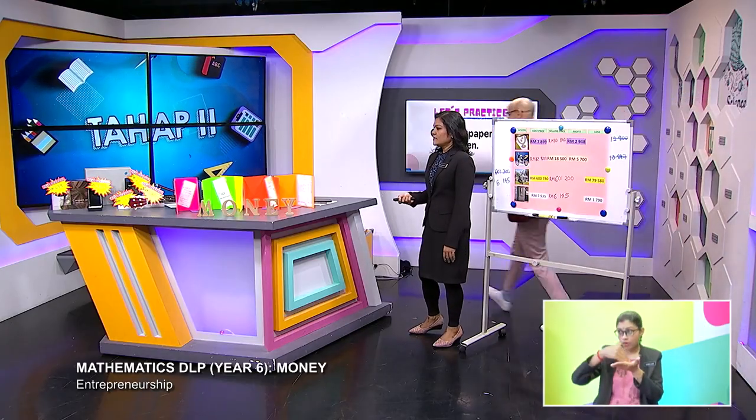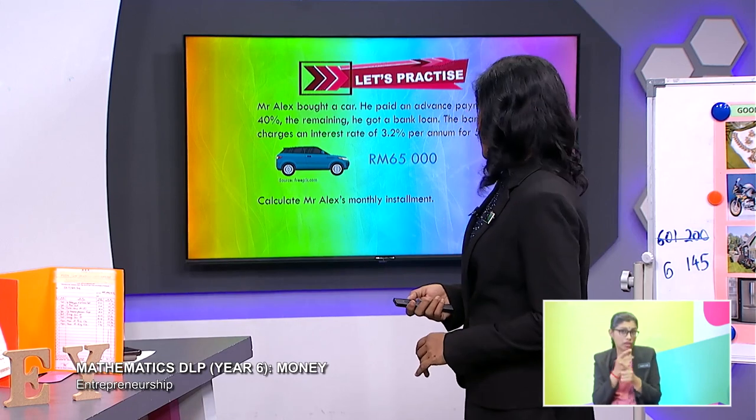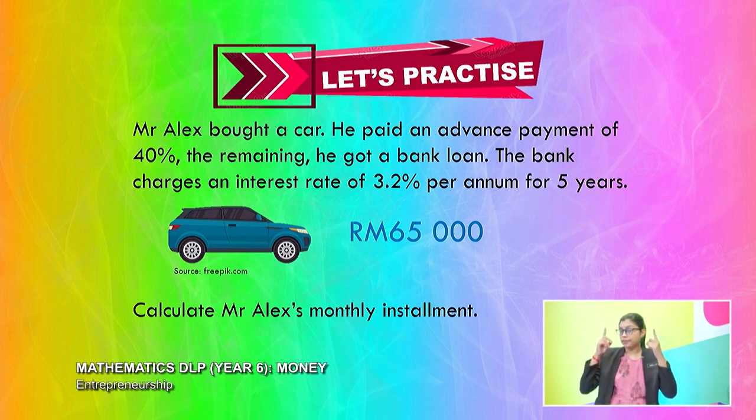Okay. So for further activities, after you learn all the terms, we are going to apply it in our daily life. So look at some example here. Mr. Alex bought a car. He paid an advance payment of 40% for that car, and for the remaining he got a bank loan. This is what usually people do to get a car. The bank charges an interest rate of 3.2%. There is an interest charge because the bank gives you the balance cash. And the charges are for 5 years. Now, the price for the car is 65,000.